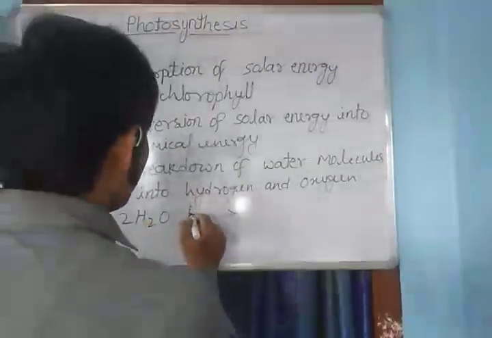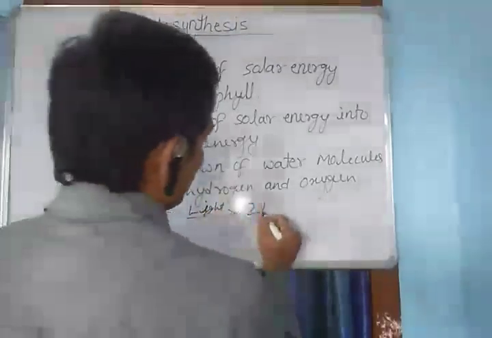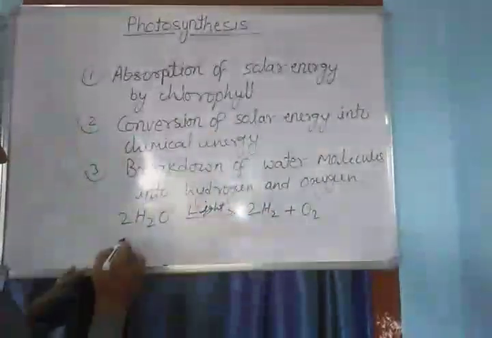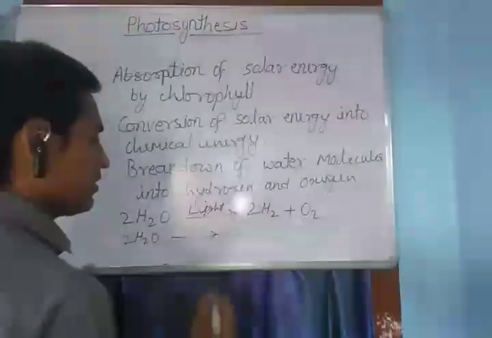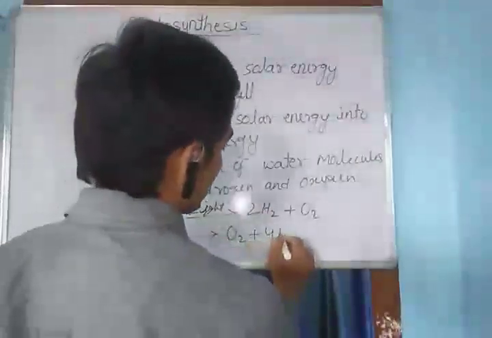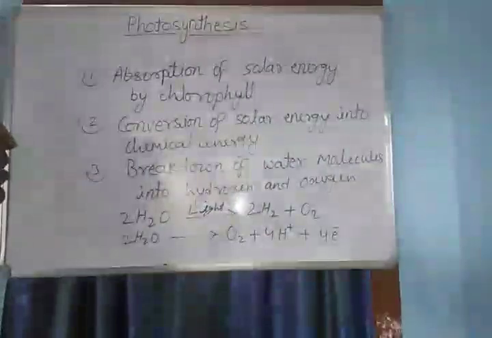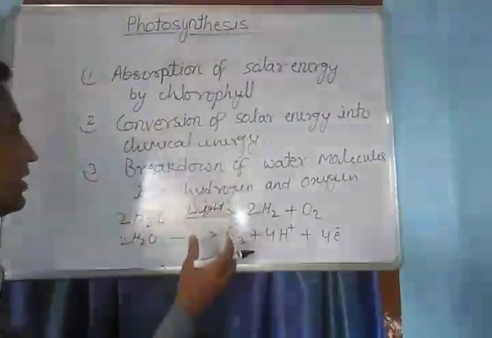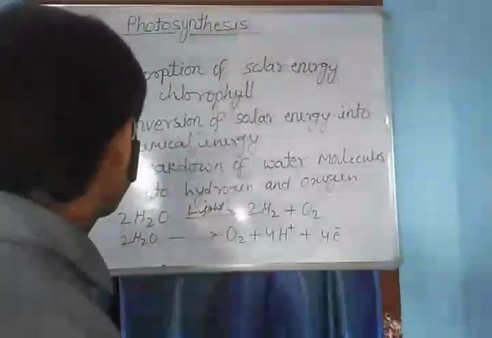So, H2 plus O2, or 2H2O breaks into O2 plus 4H plus (positive charge) plus 4 electrons (negative charge). So this process is called photolysis because light is utilized to break down the water molecules into hydrogen and oxygen.